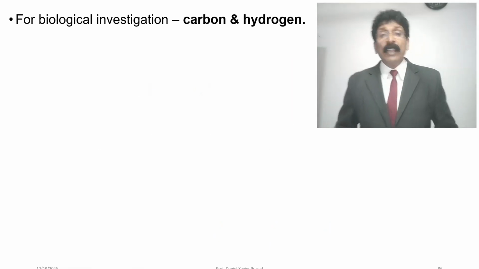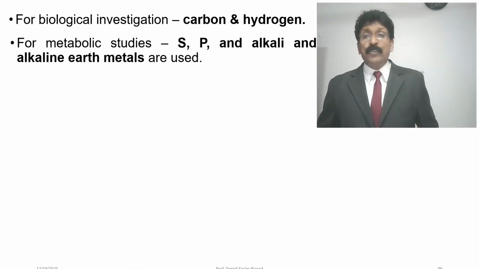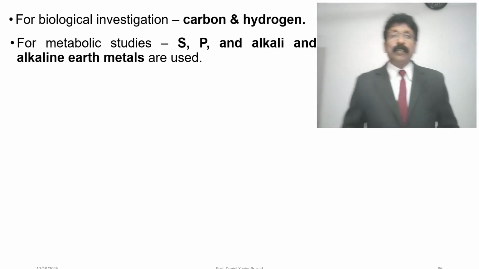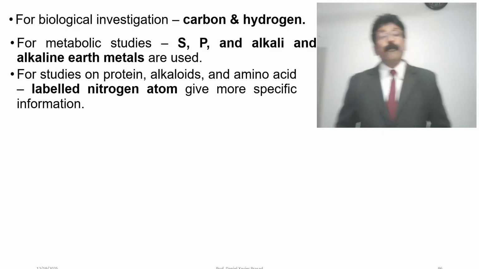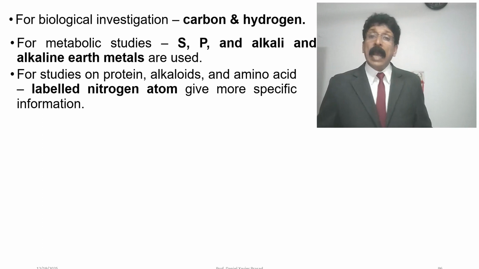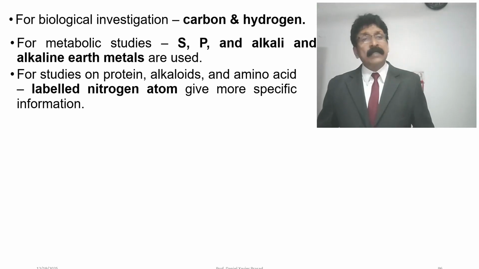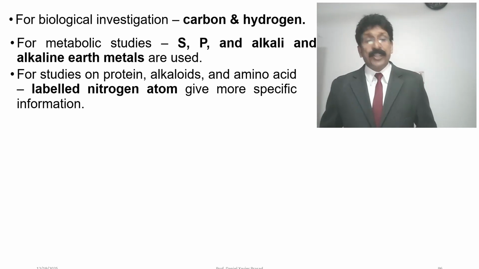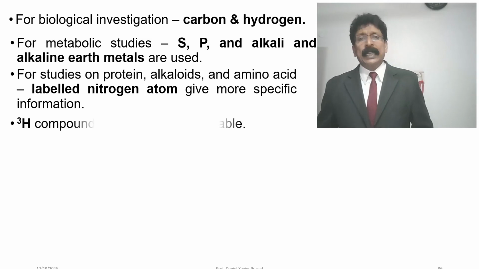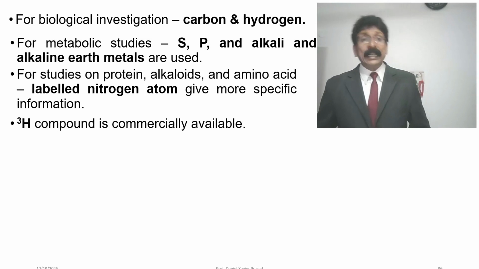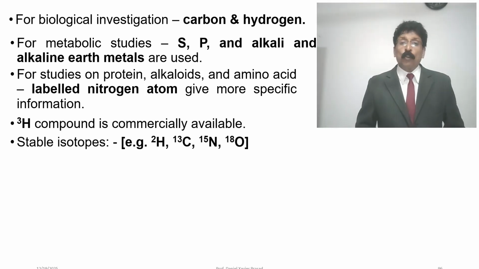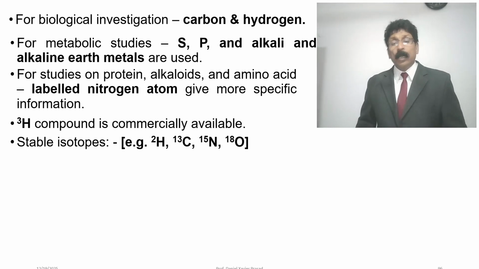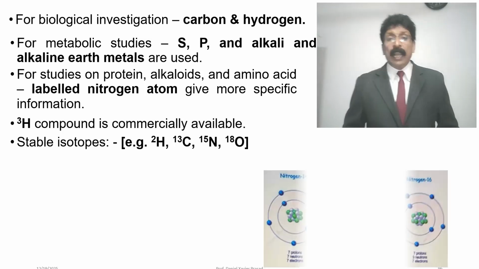For biological investigation, carbon and hydrogen are usually used. For metabolic study, you can use sulfur, phosphorus, and alkali and alkaline earth metals. For studies on protein, alkaloids and amino acids, labeled nitrogen atoms give more specific information, as amino acids always contain nitrogen. H3 tritium compound is commercially available, and stable isotopes like H2, carbon 13, nitrogen 15, oxygen 18 are used.